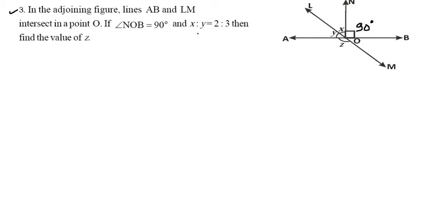And the ratio of x to y is 2 to 3. Then find the value of z. This angle will be found. So let us see how we can do it.